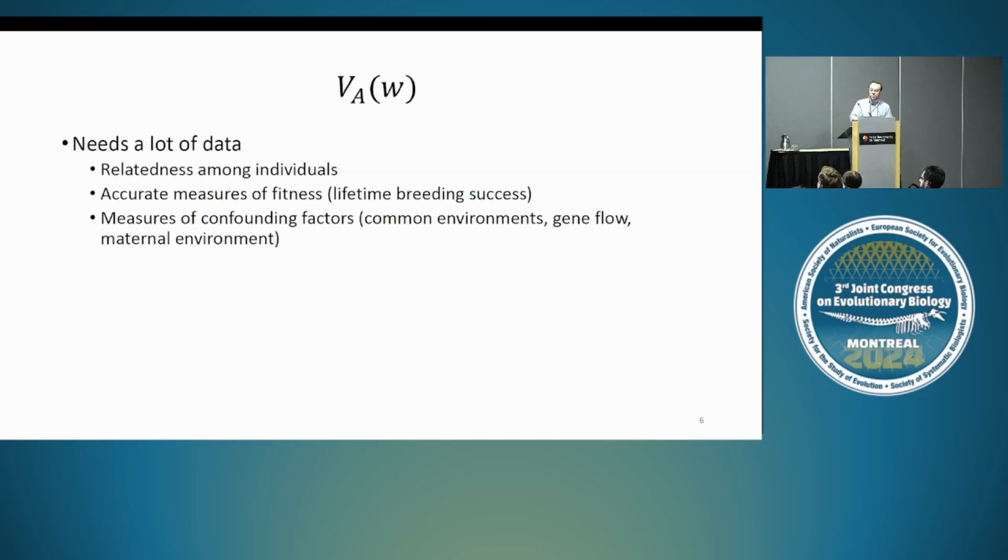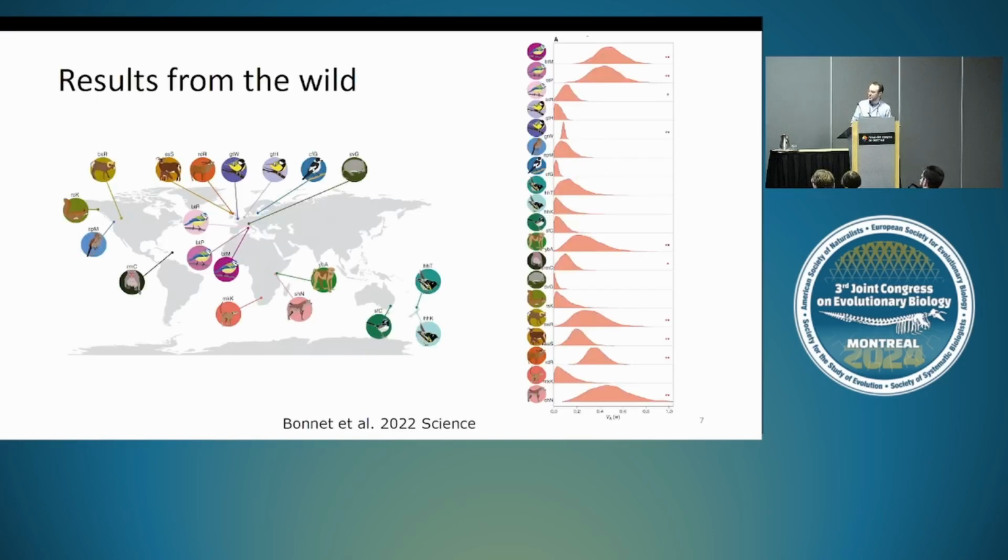There are some important things about measuring the additive genetic variance in relative fitness. We need quite a lot of data. We're going to need relatedness among individuals in a population, accurate measures of fitness over their lifespans, and importantly too, I think we need to try and capture some of these confounding factors like common environments, gene flow, and maternal environments, to get a better measure on this.